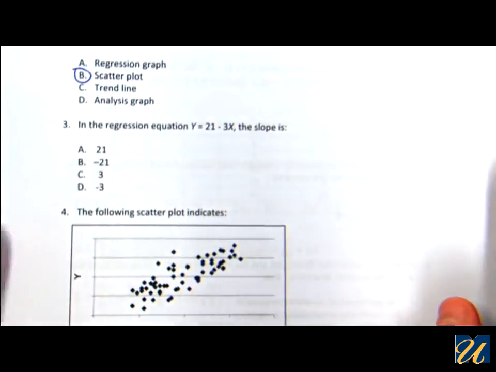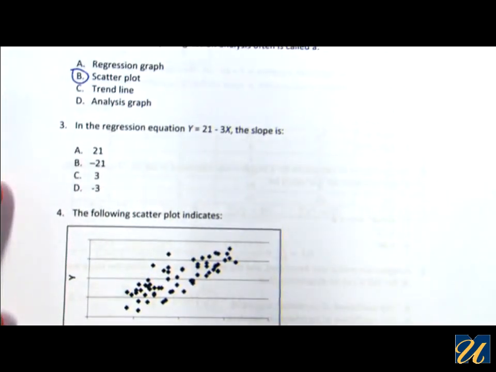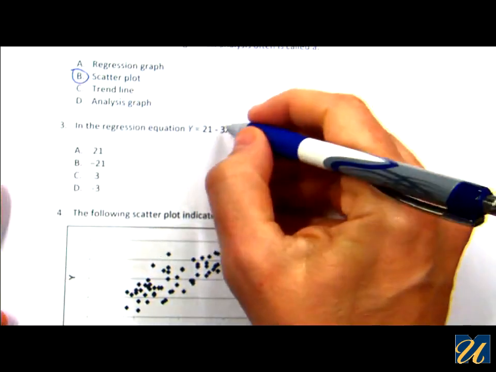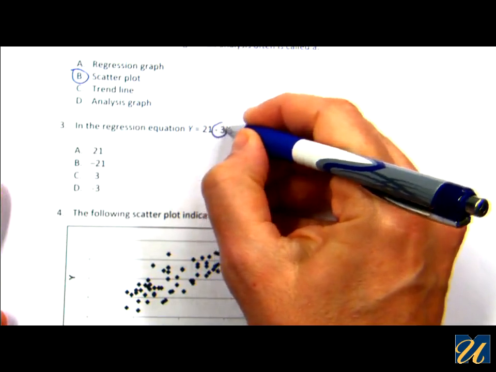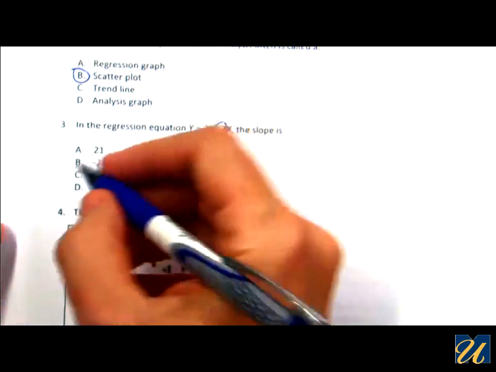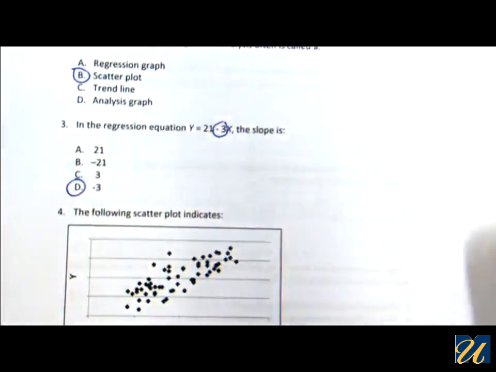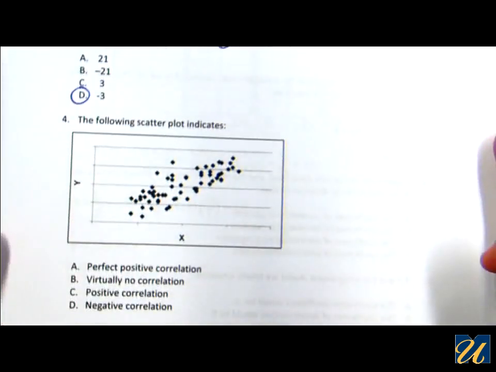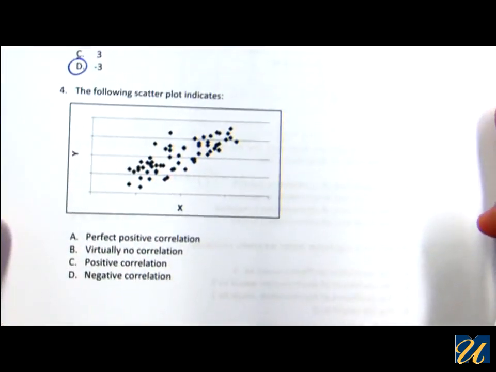In the regression equation y is equal to 21 minus 3x, the slope is always the one that accompanies the x variable, and you always want to make sure that you include the sign with the slope, so the correct answer would be D.